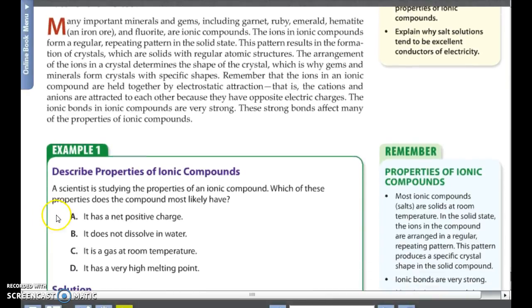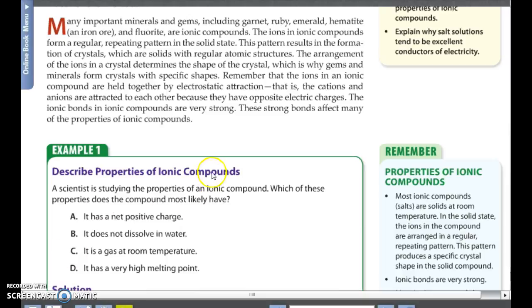Describe the properties of ionic compounds. A scientist is studying the properties of an ionic compound. Which of these properties does the compound most likely have? A. It has a net or total positive charge. B. It does not dissolve in water. C. It is a gas at room temperature. D. It has a high melting point.